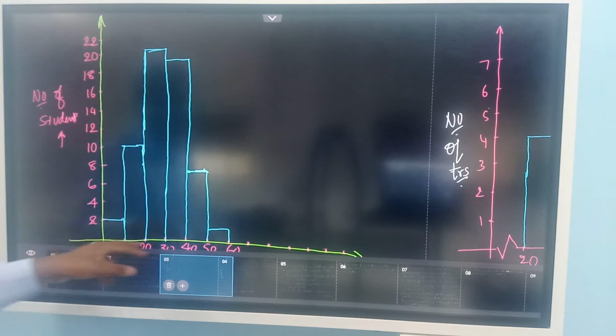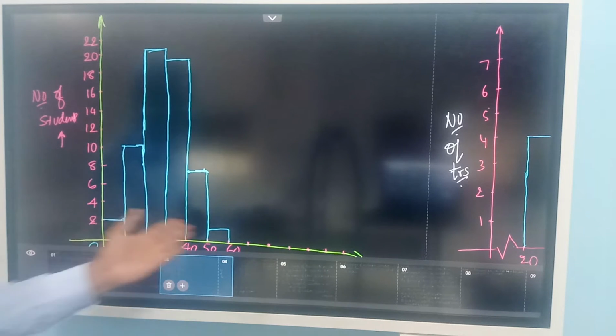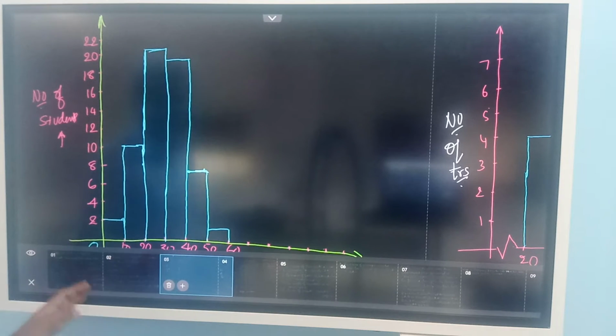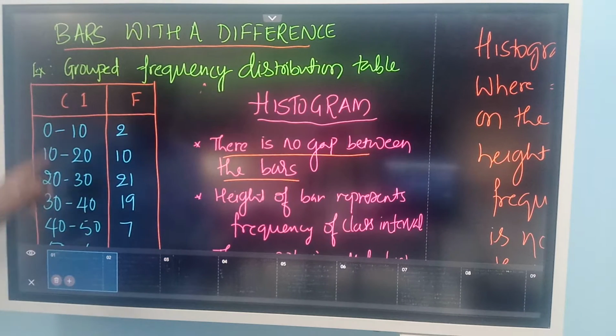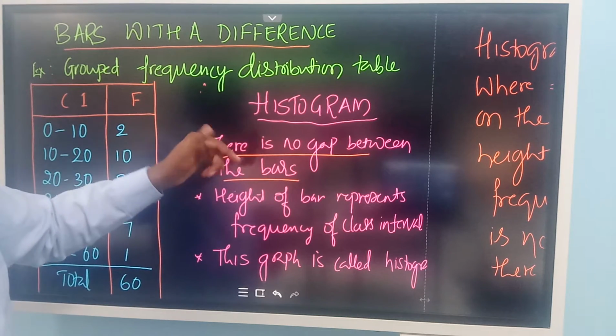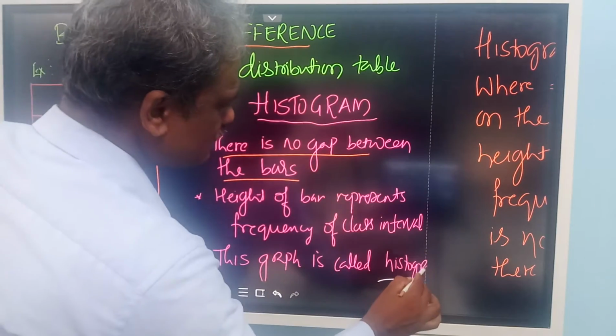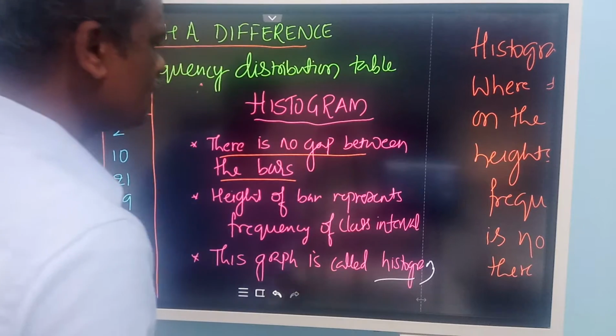Very important thing, along the x-axis we take the class intervals, along the y-axis we take frequency. Horizontal line, class interval; vertical line, frequency. So class interval is along the horizontal line, the second column along the vertical line. This is along the x-axis, this is along the y-axis. As I said, the important thing you should identify is the difference between the bar graph and the histogram. So you remember this histogram.